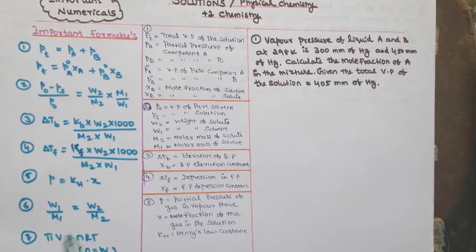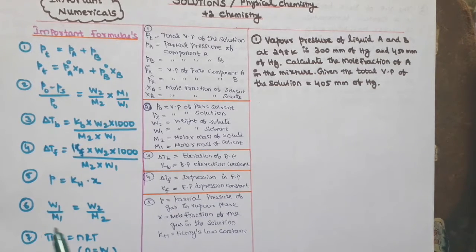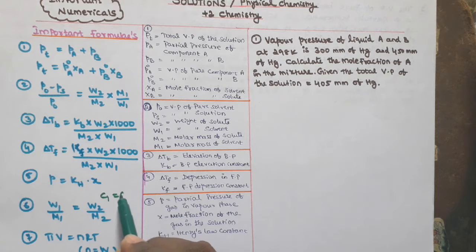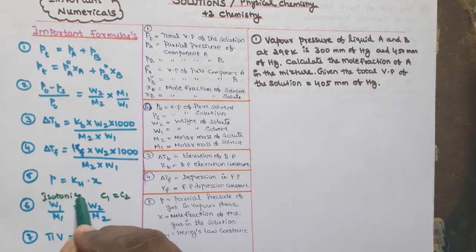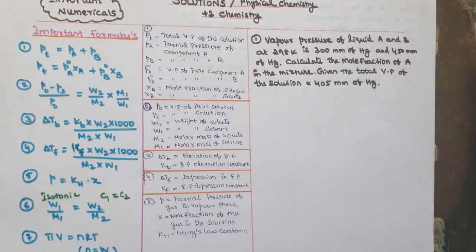For isotonic solutions, the concentrations of the two solutions will be the same. So C1 = C2. C1 is W1 by M1, mass by molecular mass, and C2 is W2 by M2. Whenever the solutions are isotonic, we have to use this formula.